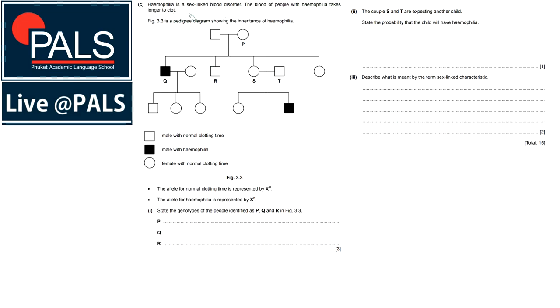Hemophilia is a sex-linked blood disorder. The blood of people with hemophilia takes longer to clot. Figure 3.3 is a pedigree diagram showing the inheritance of hemophilia. So here we have the key, very important. Squares show males, black squares show males with hemophilia, and circles are females with normal blood clotting.